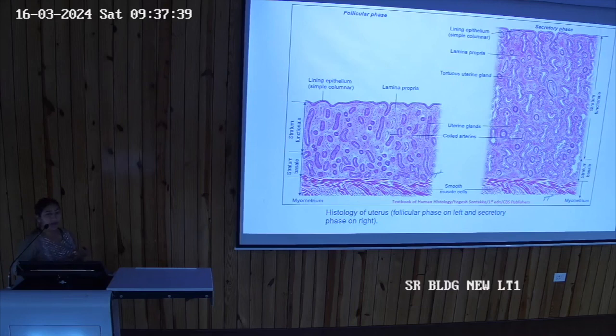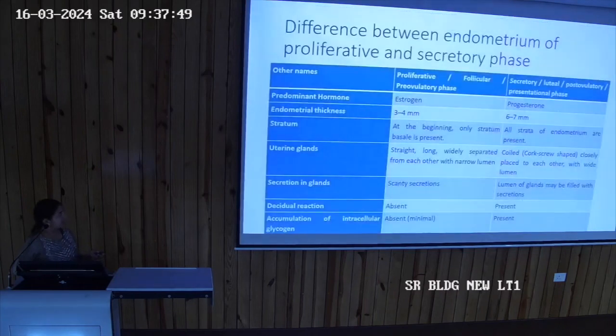So how does the endometrium look in the proliferative phase? How does it look in the secretory phase? These two stages you have to differentiate in the uterus. Now this is the difference between the endometrium during the proliferative and the secretory phase. You can go through this table once. What are the predominant hormones? How is the endometrial thickness different? Then which stratum is left? How do uterine glands look? Done?